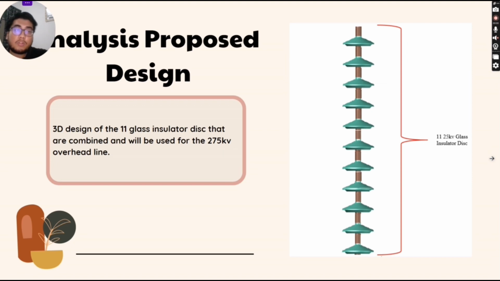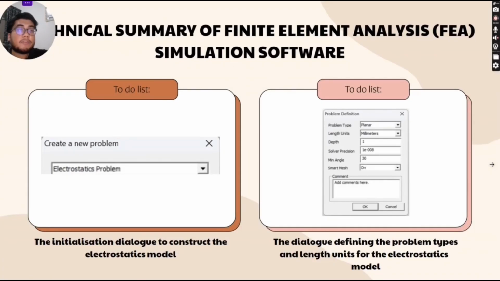And beside that, we also have a 3D design of the 11 glass insulator discs that are combined and will be used for the 275 kilovolt overhead line. As we can see, the first insulator is being grounded. We go to the technical summary of the finite element analysis (FEA) simulation software.